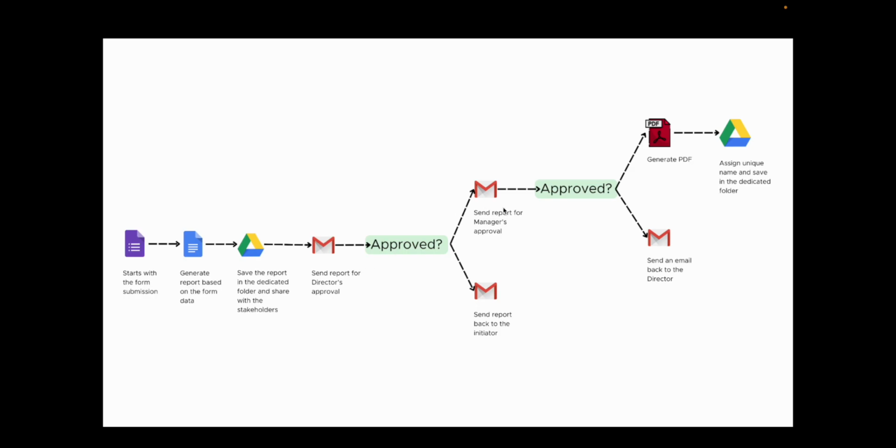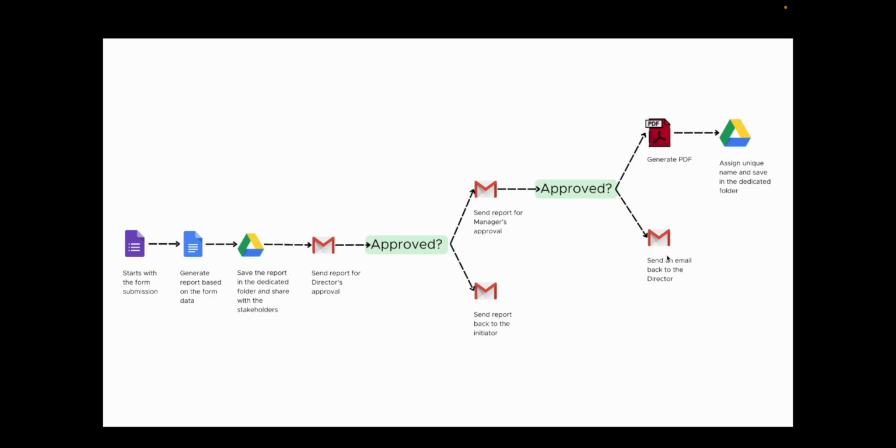So once it's approved by the manager, it will go and generate a PDF file with the final document and store it in the Google Drive folder with a dedicated name. But if it's not approved, it will go back to the director with some notes, and the director will see if they want to send it back to the initiator or approve it and again add some notes. Here we also want to have the back and forth communication.